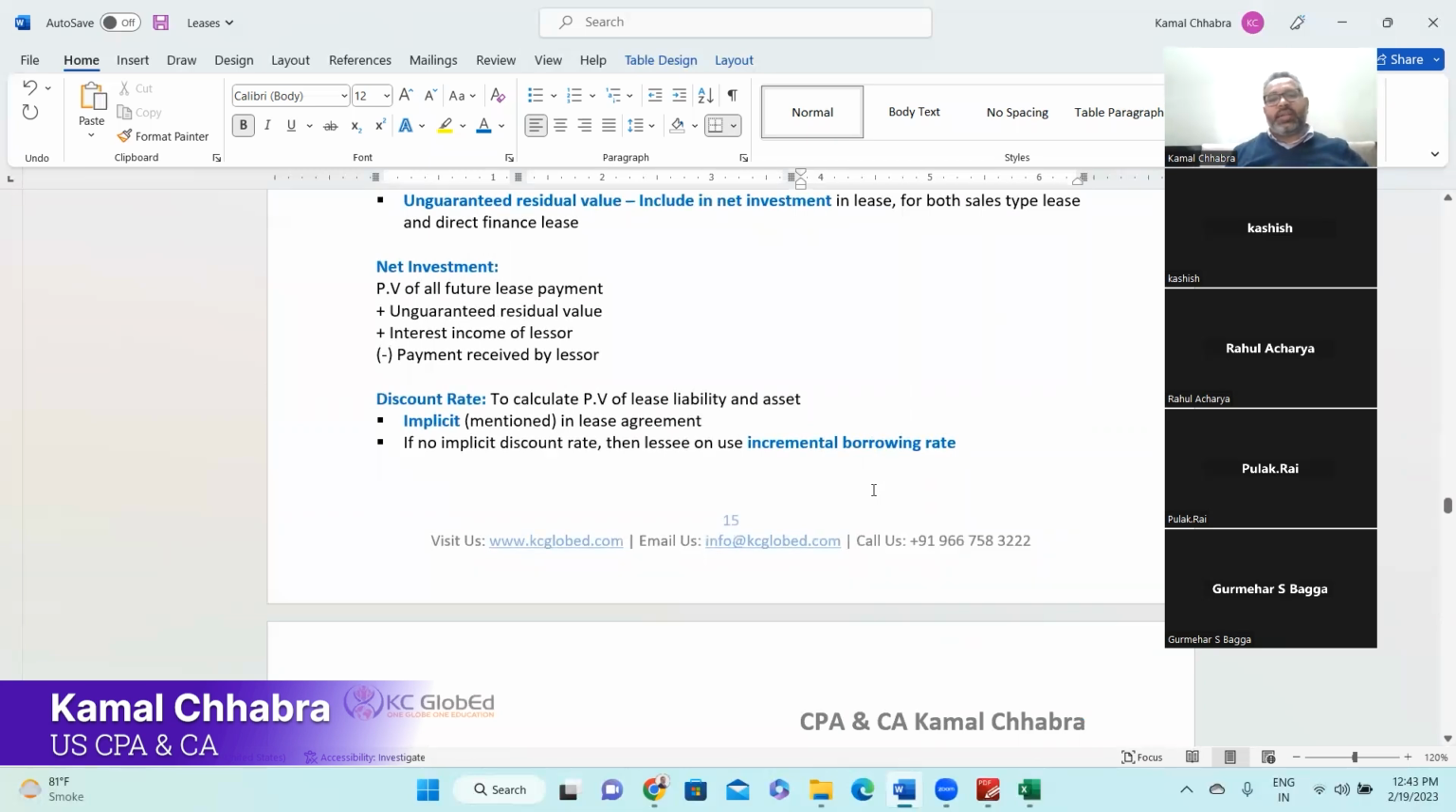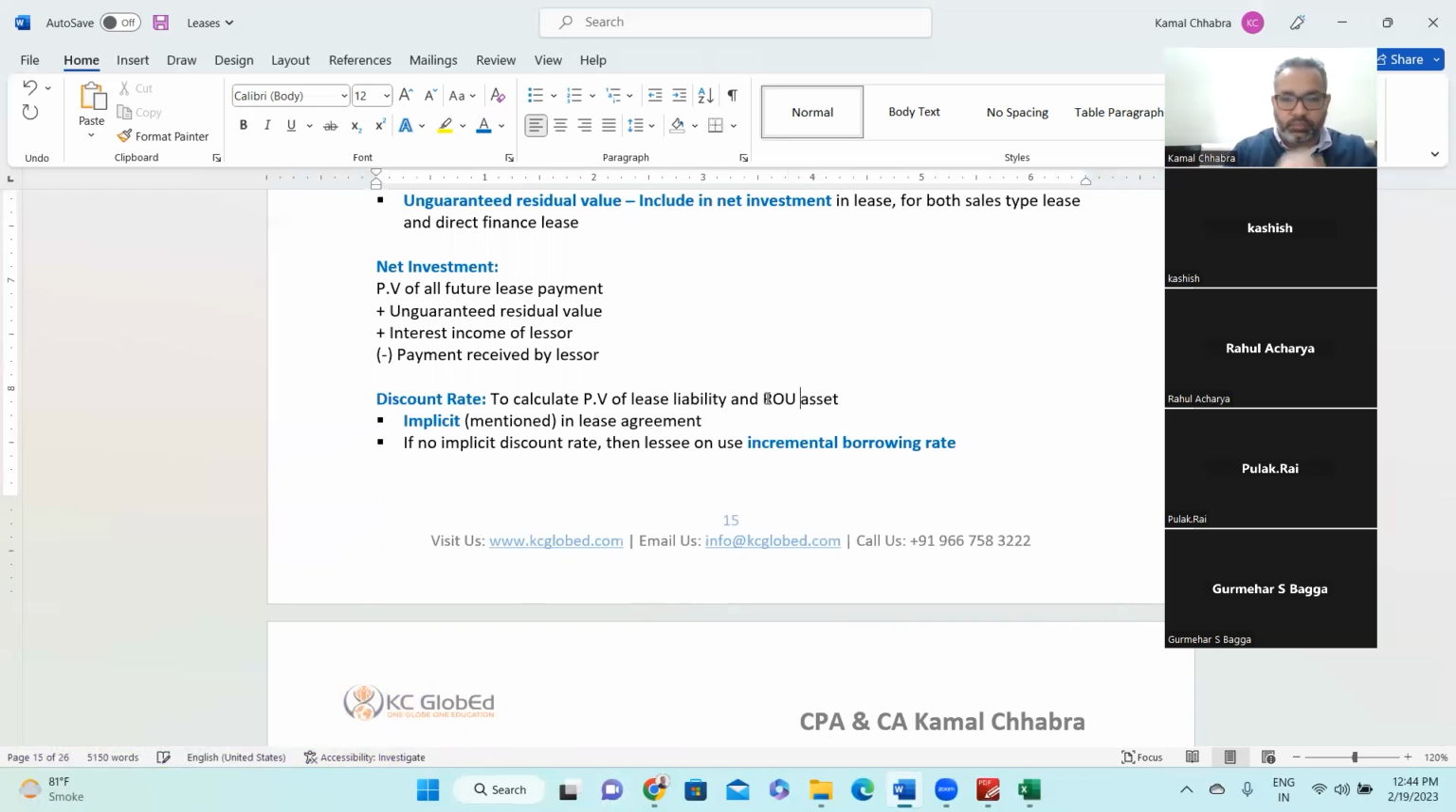Now, discount rate, another thing. So discount rate is used to calculate the present value of the lease liability and right to use asset, on both sides. At both times, we would be needing the discount rate. Discount rate is either implicit in the lease agreement. That means it is clearly mentioned in the lease agreement that that much interest rate or discount rate is to be considered, right? Or it is an implicit discount rate. Implicit discount rate is generally the incremental borrowing rate.